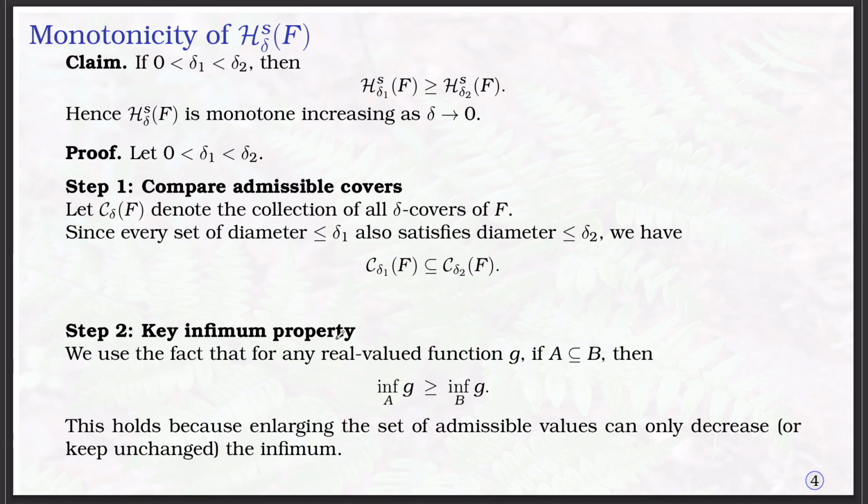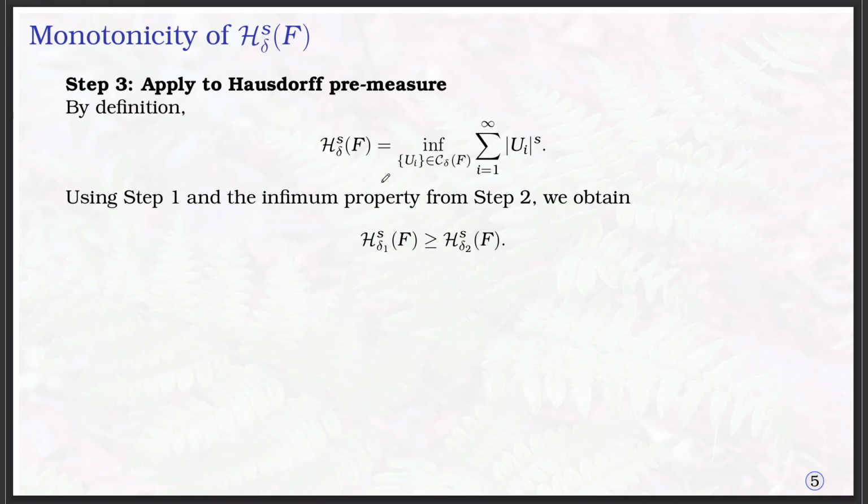Then the infimum property. We use the fact that for any real valued function g, if A is contained in B, then the infimum of A is greater than or equal to the infimum of B with respect to this real valued function g. This holds because enlarging the set of admissible values can only decrease or keep unchanged the infimum. Now, apply this property here.